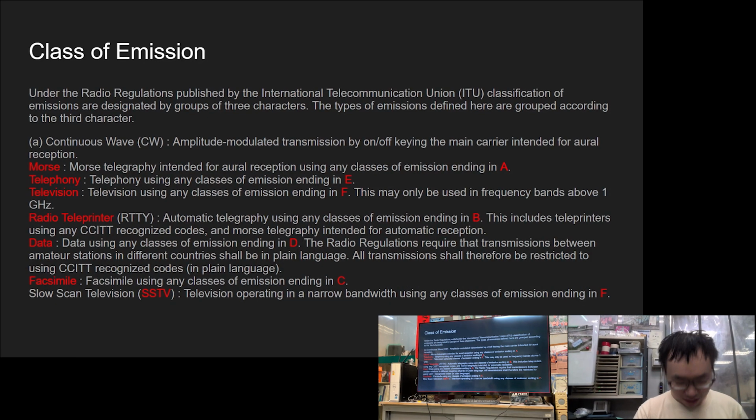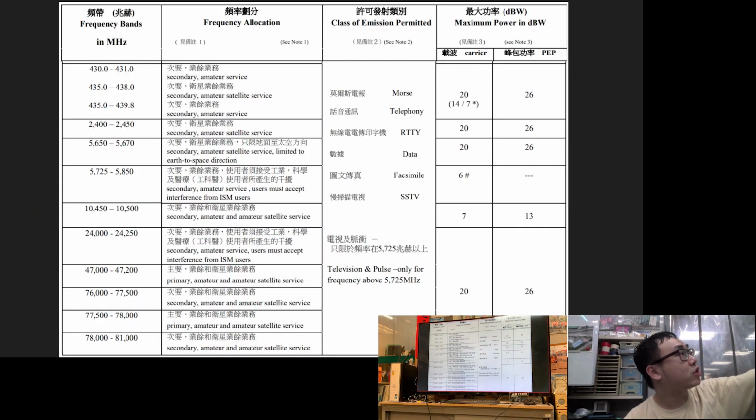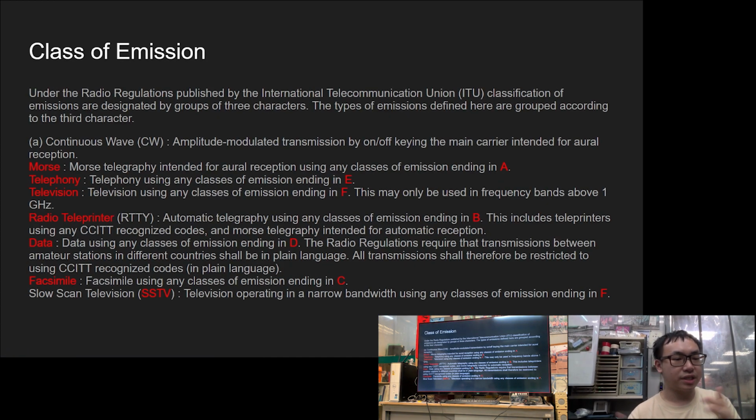Class of emission. Just a minute. Okay. So you will see that we've got a class of emission permitted here, right? Morse, telephony, RTTY, data, facsimile, which is fax, SSTV, these 6 categories. Actually 8, because you see that television and pulses, there are 8 in total. Okay, so I'll explain to you what the class of emission is.